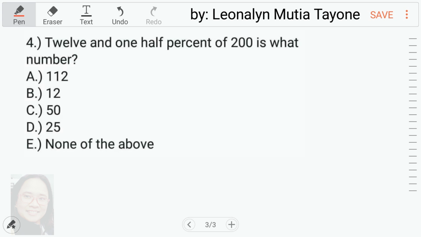Para maintindihan kung gaano kaimportante yung 5-item quiz natin, kung gaano yun kaimportante na malaman natin yung conversion, sagutan natin itong question na ito na lumabas dati sa civil service exam. 12 1/2% of 200 is what number? Kapag hindi natin alam itong 12 1/2%, paano natin ito masagutan ng tama?